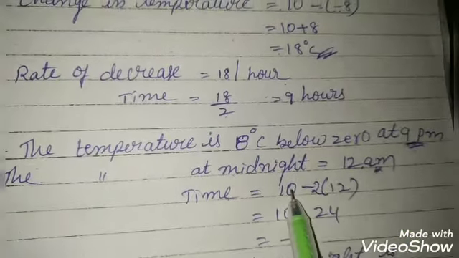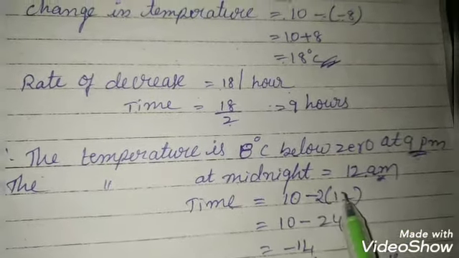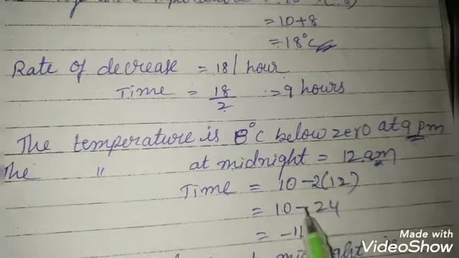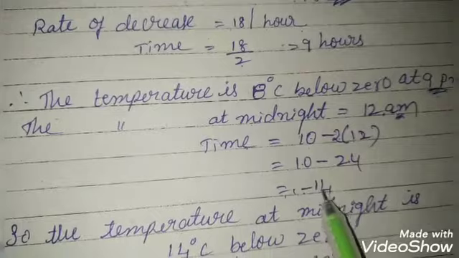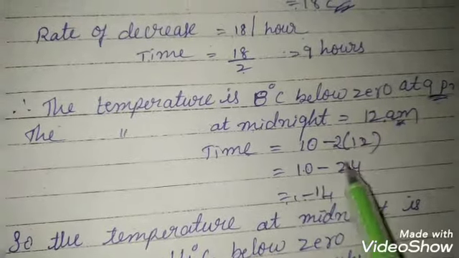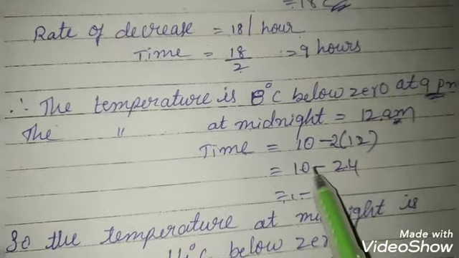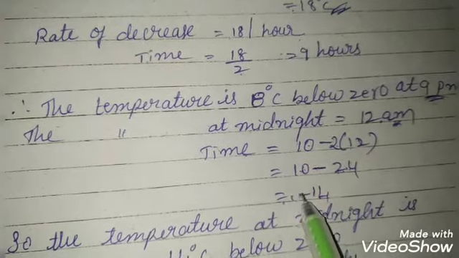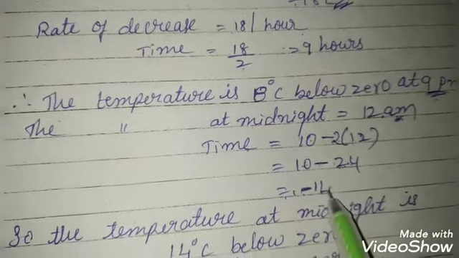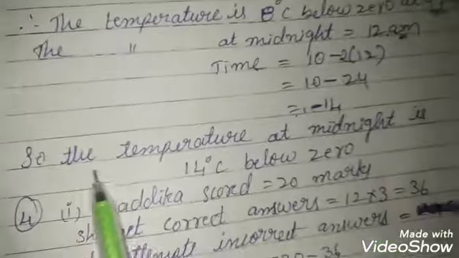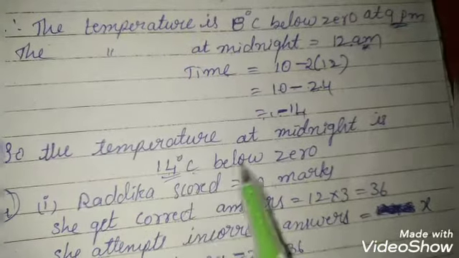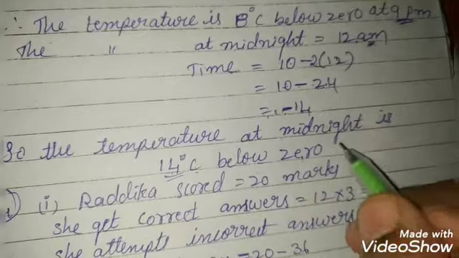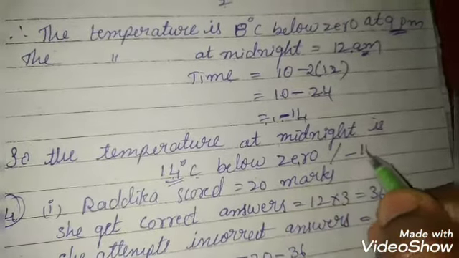Temperature is equal to 10 minus 2 into 12. 10 minus 24, so the answer is minus 14. 10 minus 24 means 24 minus 10. We are putting the minus sign here because the minus value is greater. So the temperature at midnight is 14 degrees Celsius below zero, or minus 14 degrees Celsius.